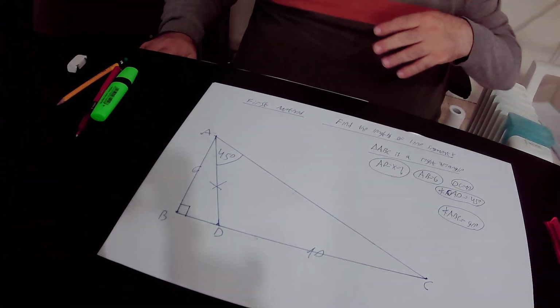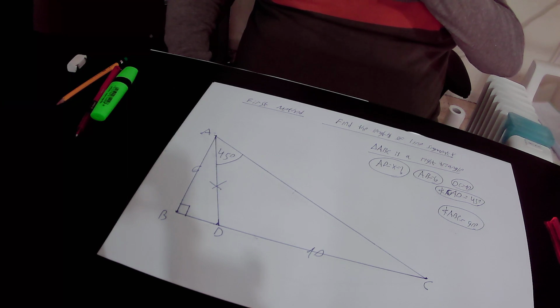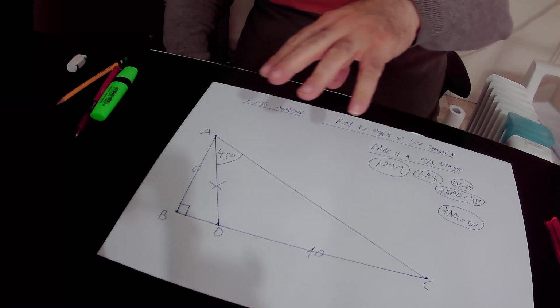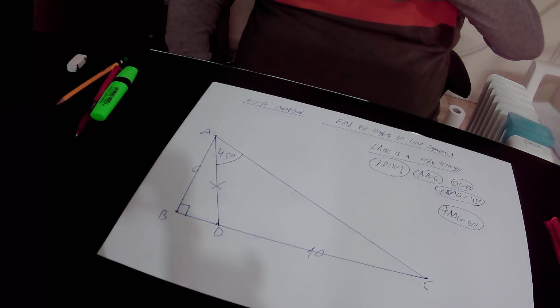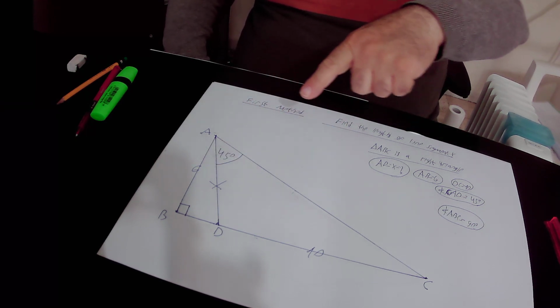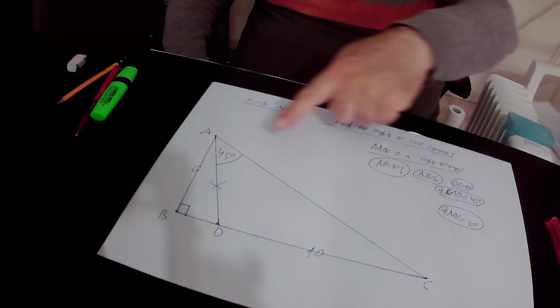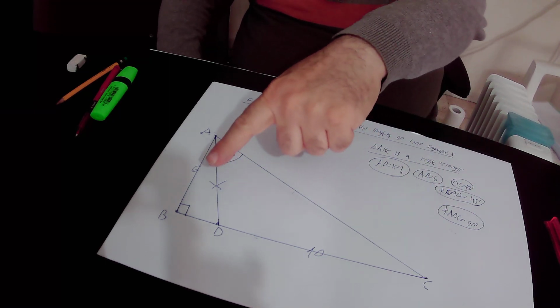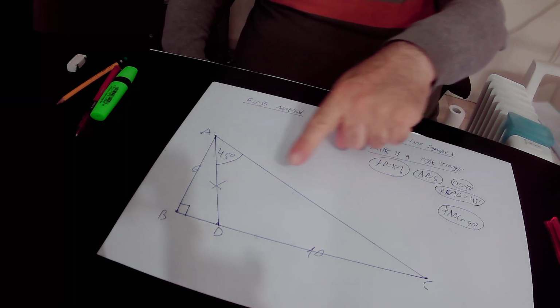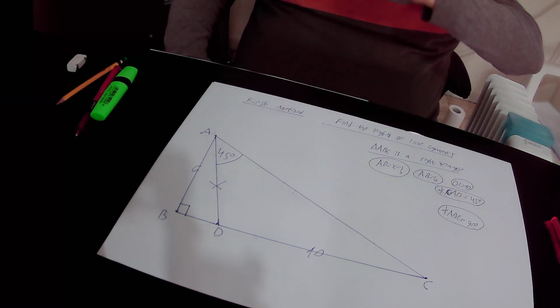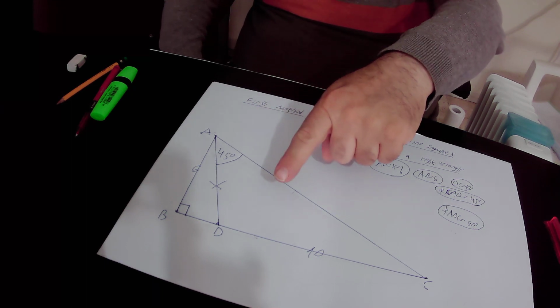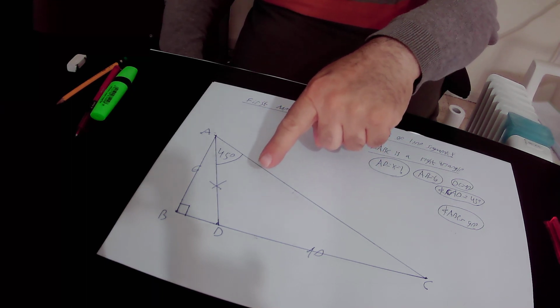Now in this lecture we'll find out the value of line segment X using three different methods. In the drawing we have a right triangle, triangle ABC is a right triangle, angle ABC equals 90 degrees, angle DAC equals 45 degrees, side AB of triangle ABC equals 6 units, side DC equals 10 units, and we want to find the length of line segment AD, that is equal to X.